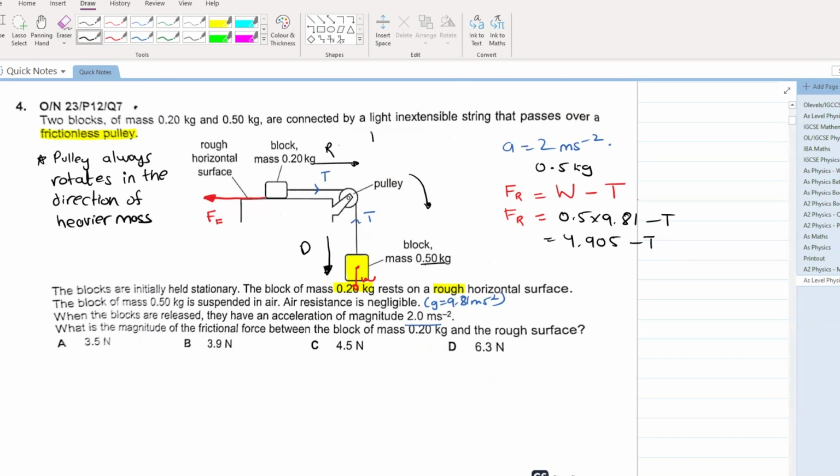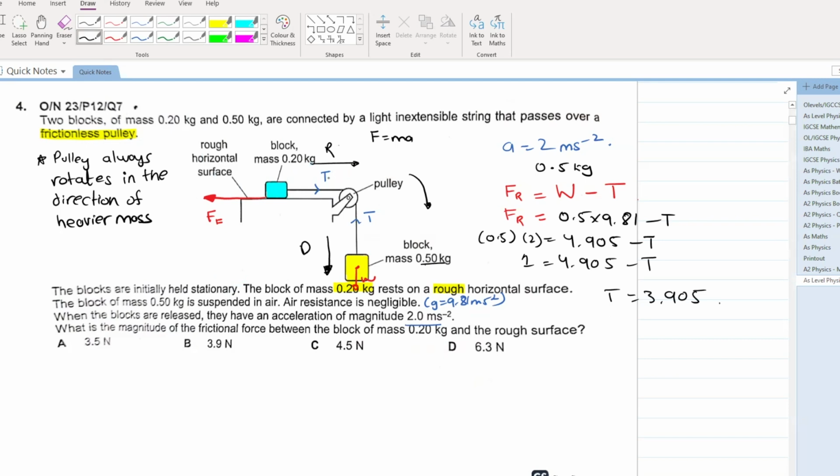And we have studied the formula F = ma. So let's replace this resultant force with mass, that is 0.5, into the acceleration, that is 2. What happens? 0.5 into 2 is 1, which is equal to 4.905 minus tension. Tension comes out to be 3.905.